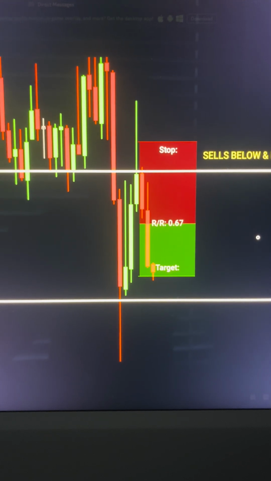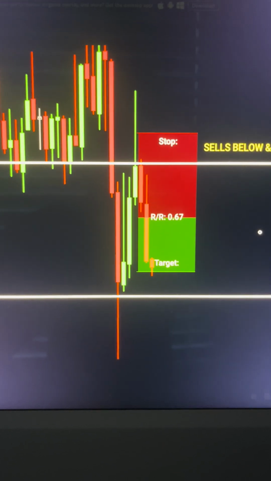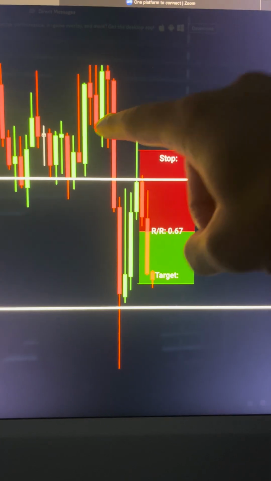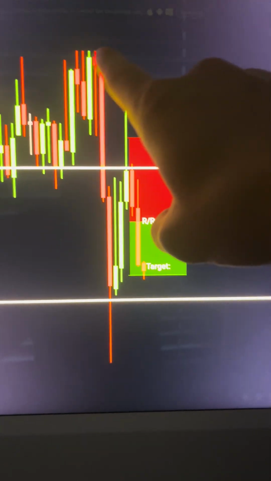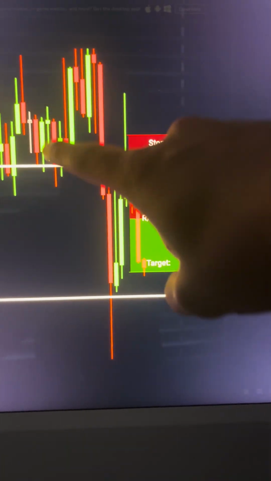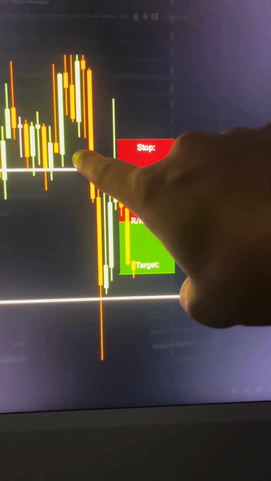Okay, let's break down this trade here that I took on gold. This was a sell off resistance. So let's talk about this area over here. This was an extremely choppy range, an area of price to be trading in.